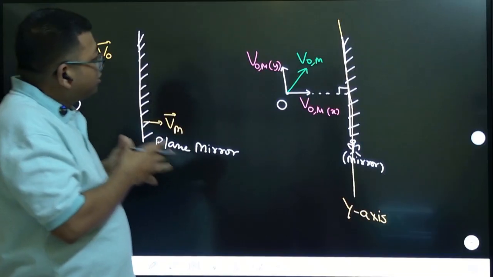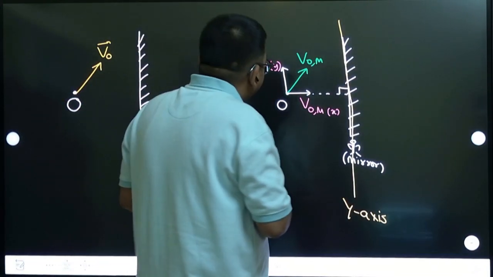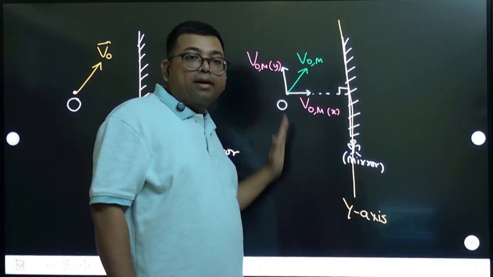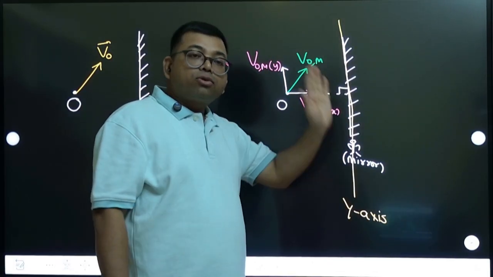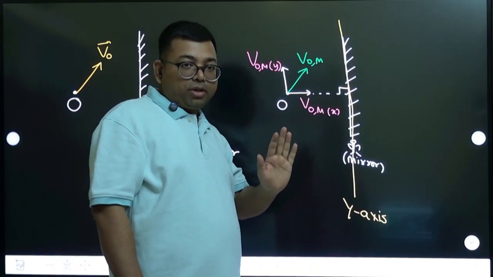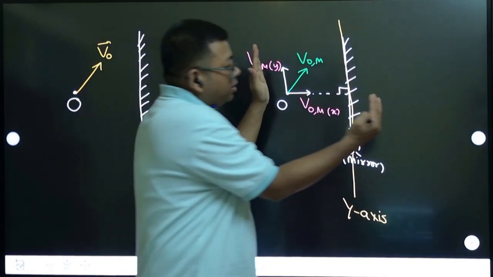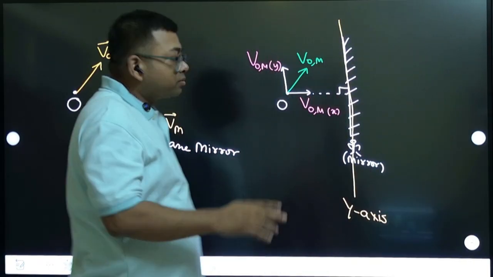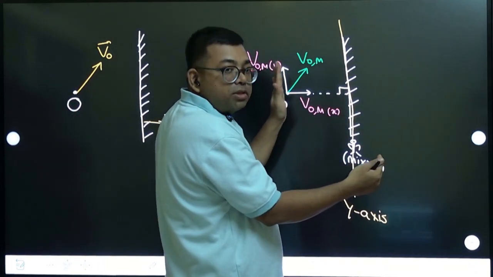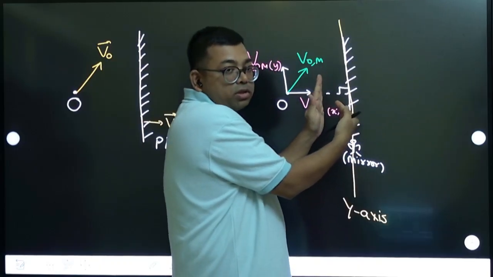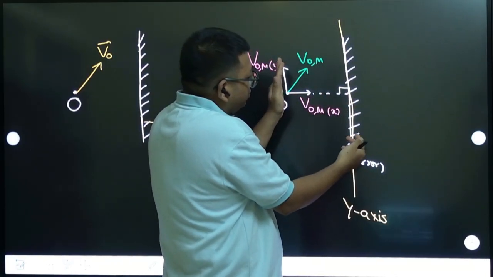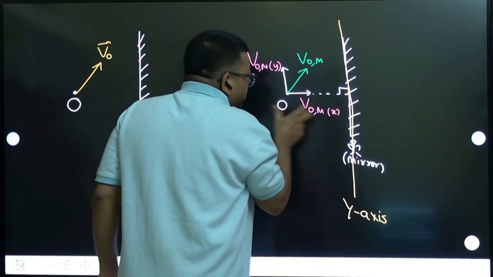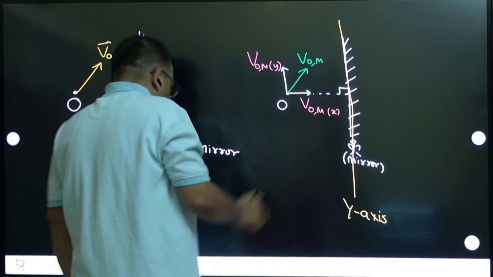Once you calculate these two components, you don't have to do anything about the y component, because if the object is moving parallel to the mirror, the image will also move with the same velocity, together, up or down. But what will change is this: if the object is moving towards the mirror, the image will also move towards the mirror, or if the object goes away from the mirror, the image will also go away from the mirror. So only the x component needs calculation.